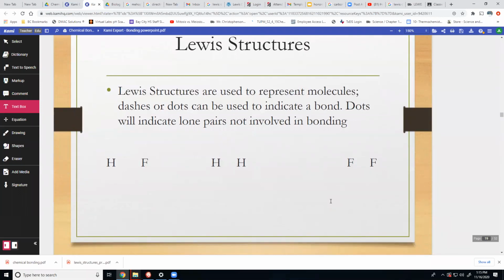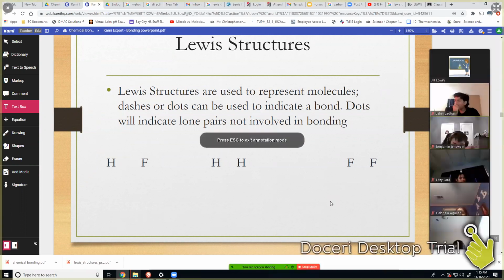So Lewis structures are used to represent molecules. Dashes or dots can be used to indicate a bond, and then dots themselves are always used to indicate those lone pairs that are non-bonding. So if I have hydrofluoric acid, it's going to be a bond in the middle, and then fluorine still has its 3 lone pairs that it kept to itself. I could have, instead of a line, drawn that as 2 electrons, because remember that line is just representing 2 electrons. Either way would be okay.